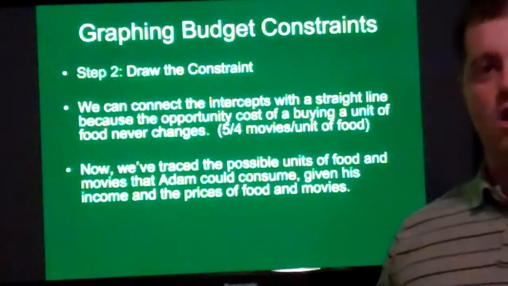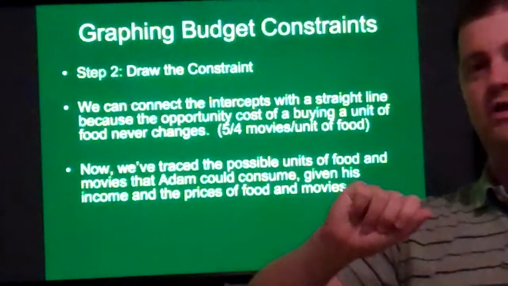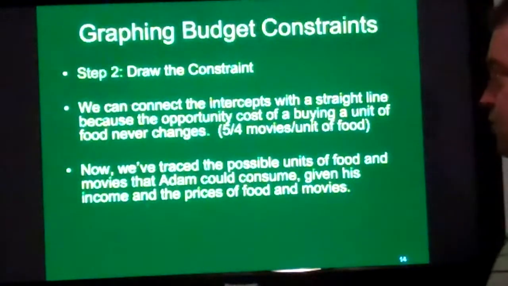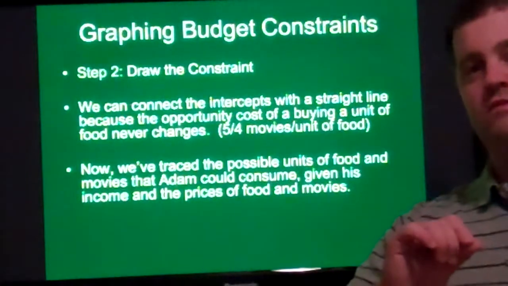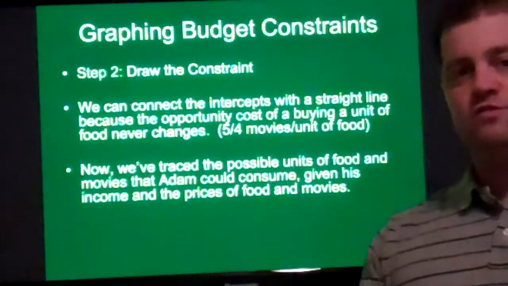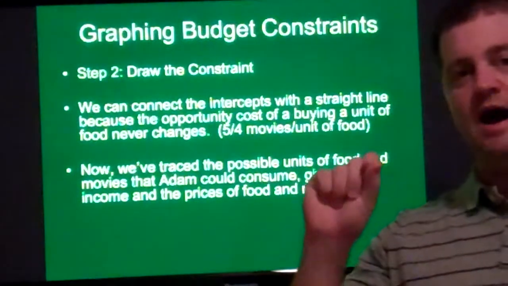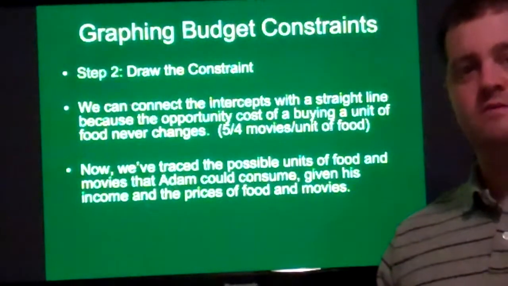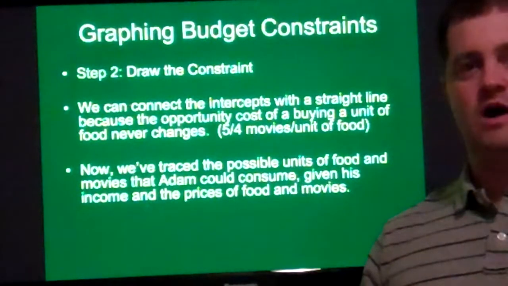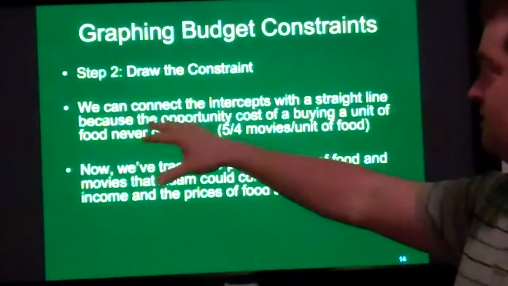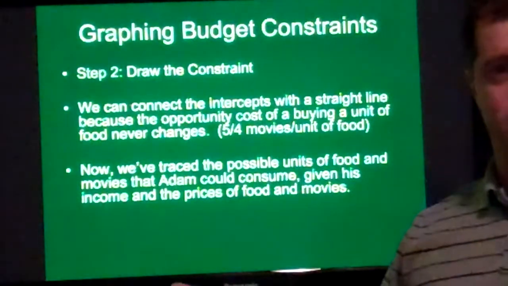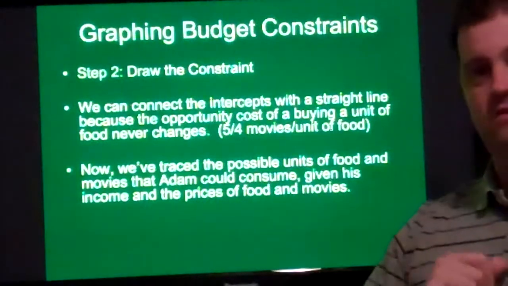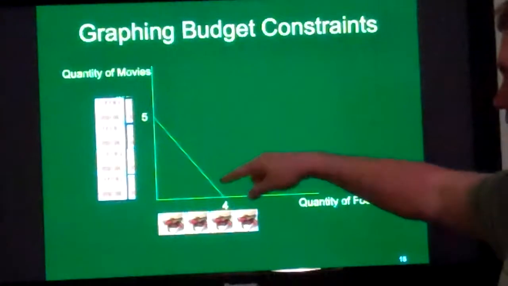Now in step 2, I want to draw the constraint. That constraint shows me where Adam's going to locate himself, given that he's going to spend so many dollars on movies and so much money on food. When I connect those two dots, I just draw a straight line. Straight lines in graphs mean that there's a constant relationship between x and y. In this setting, the line represents opportunity cost. The opportunity cost of consuming a unit of food is 5/4 of a movie. It always is. That never changes, and that's why we can just draw a straight line between the movie intercept and the food intercept. So there's our budget constraint right there.